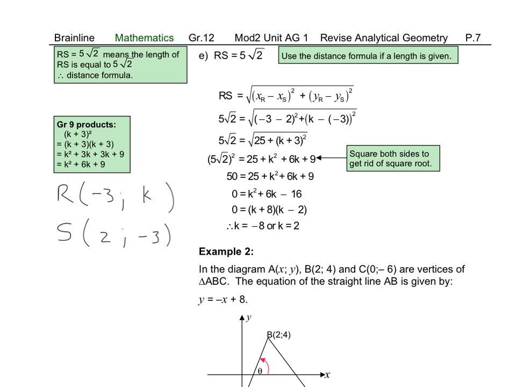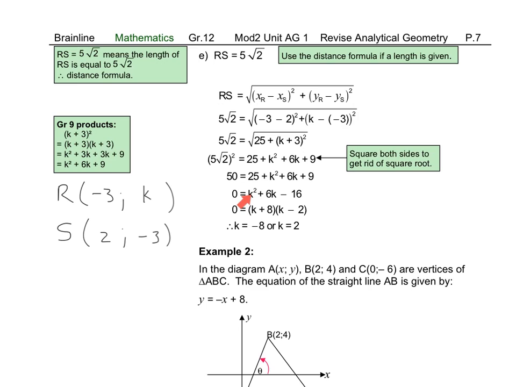Then I will set my equation equal to 0 in order to factorize. So the 50 taken to the right-hand side becomes minus 50. So 25 plus 9 minus 50 is minus 16.